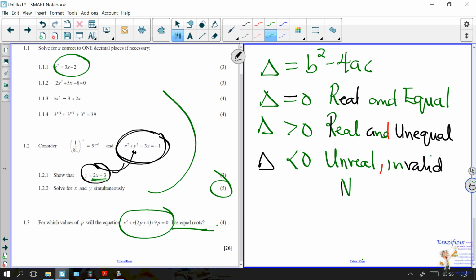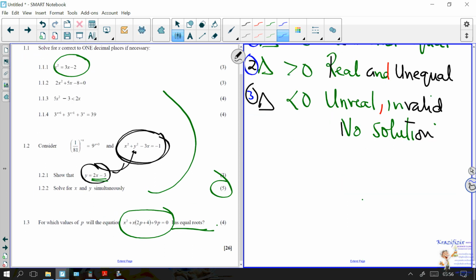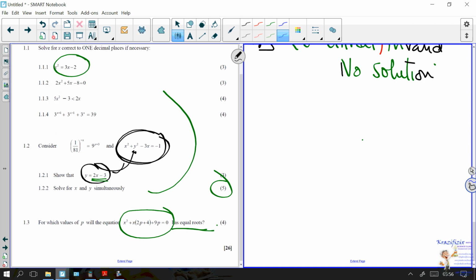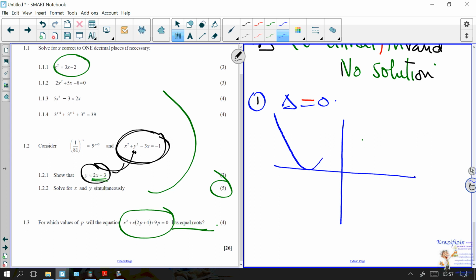We can say no solution in simple words. All right. So if this is my 1, 2, and 3, let's quickly draw graphs. Graph number 1, when discriminant is equal to 0. Look, it means it turns on the x-axis. It turns on the x, no matter where. It just turns there.